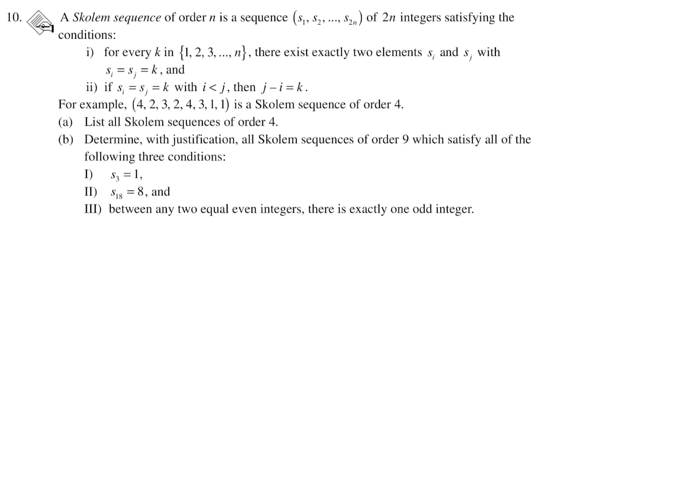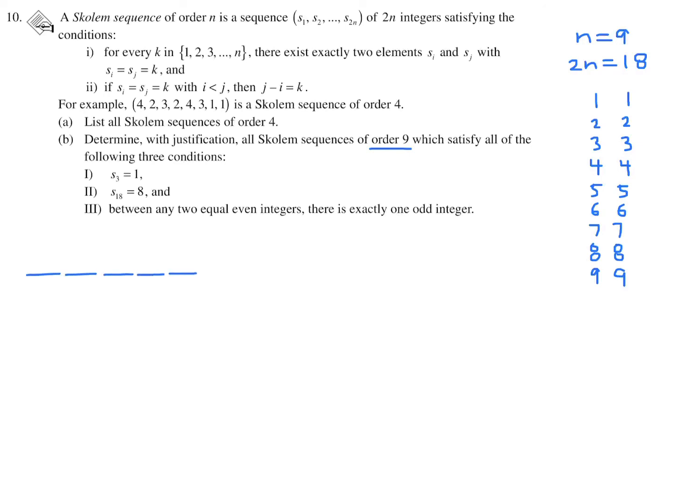So we have this time order 9. That means n is equal to 9, and therefore 2n is equal to 18. So we have 18 numbers: 1, 2, 3, 4, 5, 6, 7, 8, 9, and of course the same ones listed once more. We have to place these in an order, positions 1 through 18, and I will label these S1 all the way up to S18.